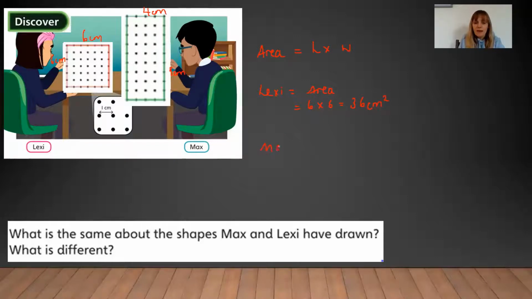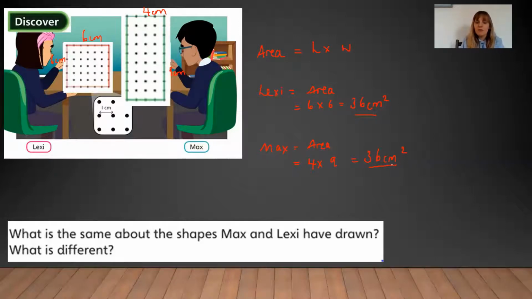Now let's do the same for Max. Okay, so the area of his shape, that's going to be this time 4 times 9 centimetres. Now 4 nines are also 36 and centimetres squared. So there is something else which is the same. They have the same area.